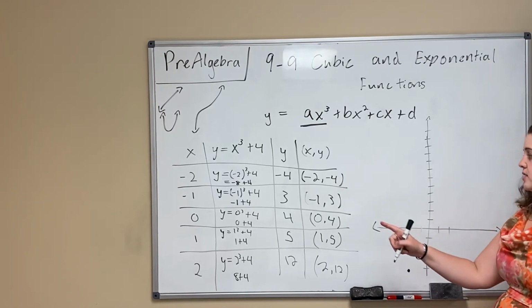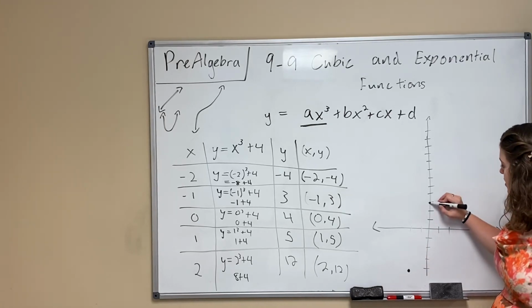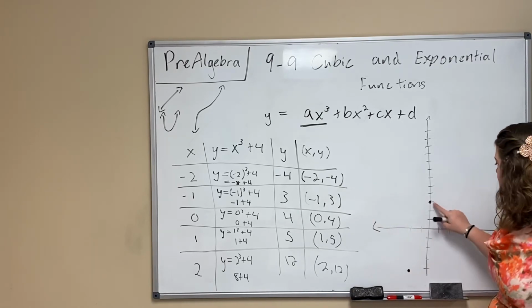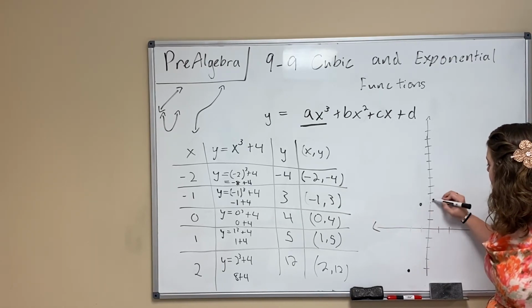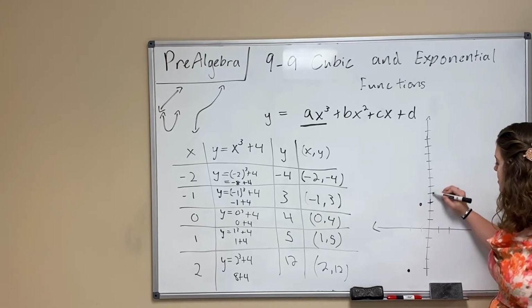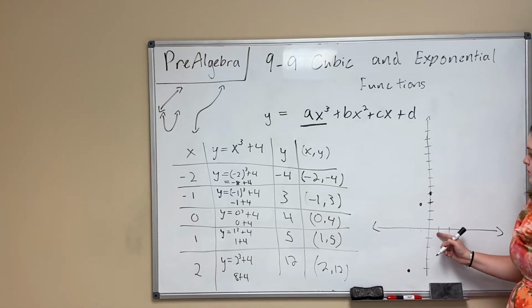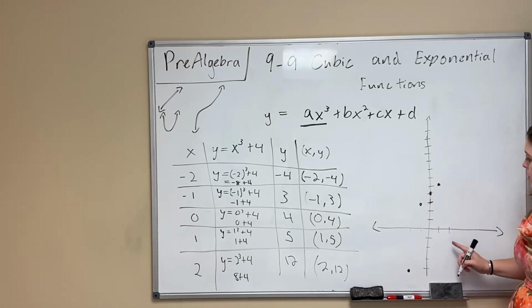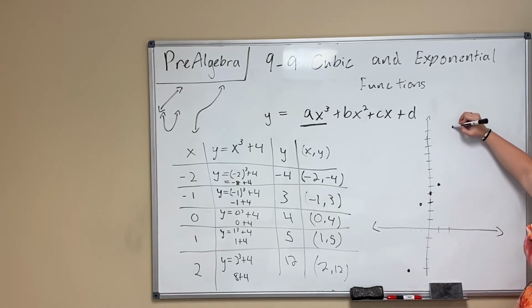When x is -1, our y is 3. When our x is 0, our y is 4. When our x is 1, our y is 5. And when our x is 2, our y is all the way up here at 12.